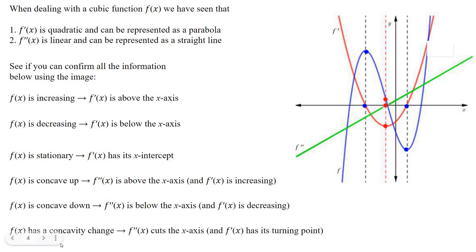And the last one to look at: when f of x has a concavity change, the second derivative cuts the x-axis, and f prime of x has a turning point. So this one will be an x-intercept, but the parabola will be a turning point. f prime of x will have its rate of change right there be 0. Well, that makes sense because the derivative of the derivative is 0 there. Ooh, that's quite a bit of thinking. But if you've caught all that, you're going to be able to do the hard questions.